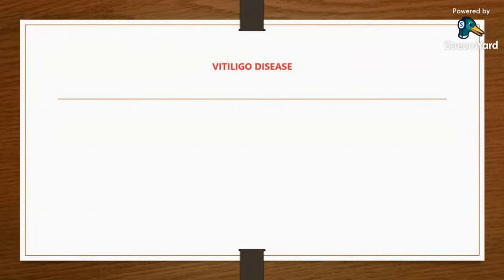Now there are two types of vitiligo, non-segmental vitiligo and segmental vitiligo. Non-segmental vitiligo appears on both sides of your body as symmetrical white patches.